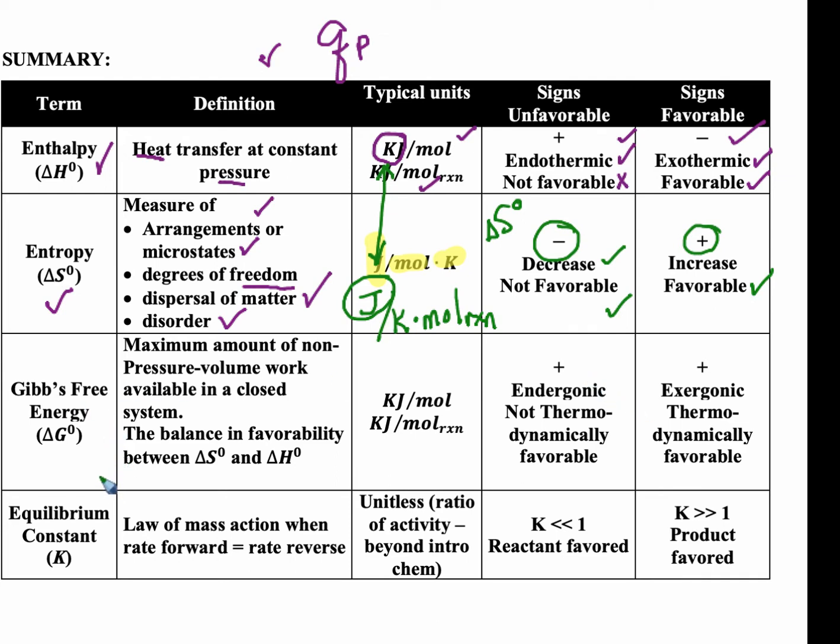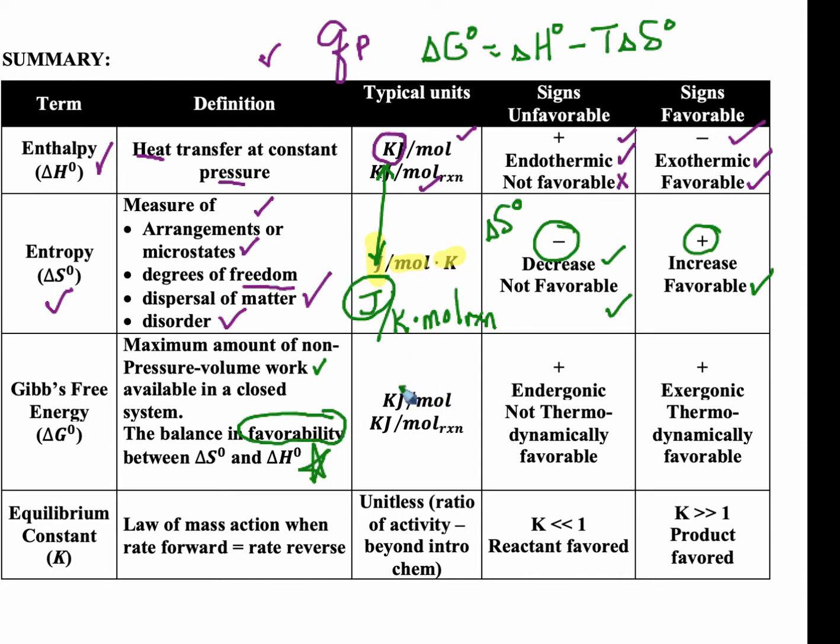Okay, if I combine those two, we've seen that formula in one of my earlier videos. Delta G naught is equal to delta H naught minus T delta S naught. That's the maximum amount of non-pressure volume work available in a closed system. The key is it's a balance between our entropy and enthalpy that is going to be our key indicator for the favorability of a process.